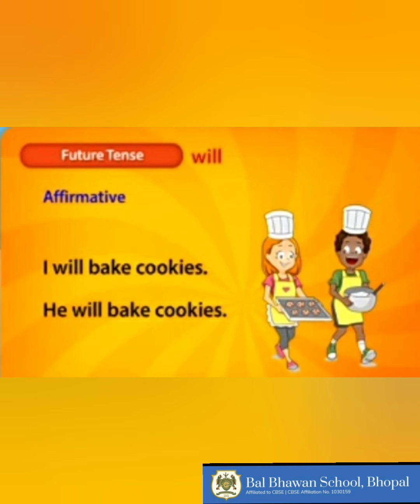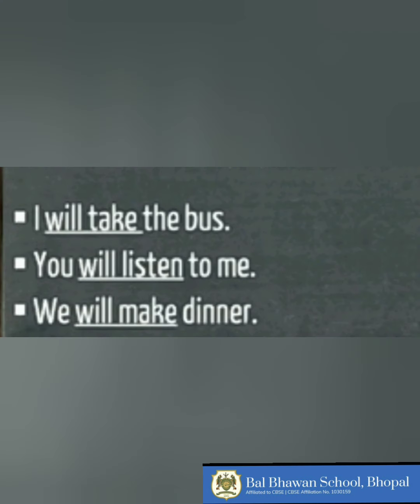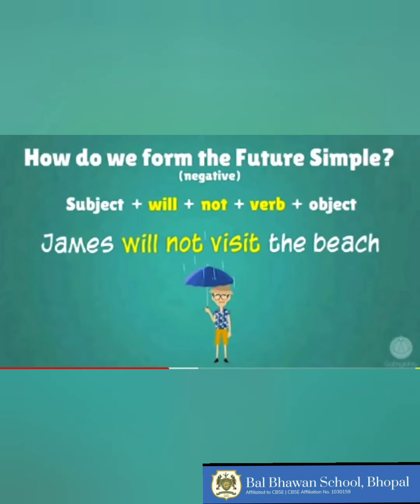Let us see how to frame a positive sentence in future tense. I will bake cookies. He will bake cookies. Yummy, right? I will take the bus. You will listen to me. We will make dinner. Let us now see how to make negative sentences in future tense.